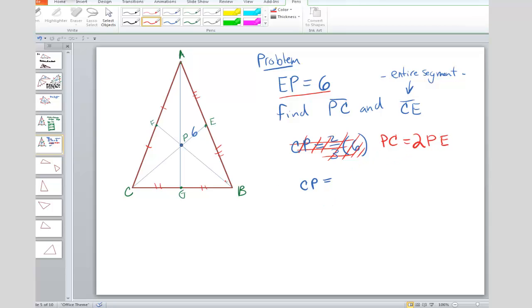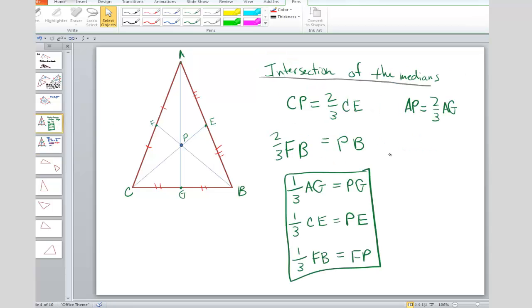Okay? And you can write that on here as well. We can say, let me get a marker here, PE times 2 is equal to CP. And same with 2 of the FPs equal PB. And then also 2 of the PGs equal the PA. Okay, so this is half of the entire thing here. So you can put a box around that one as well.